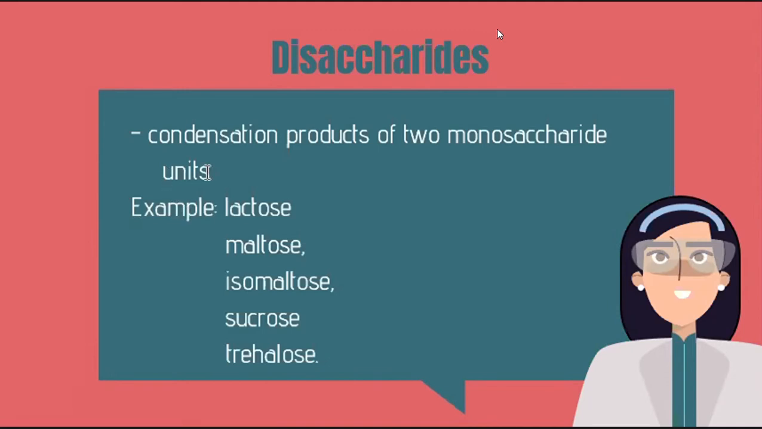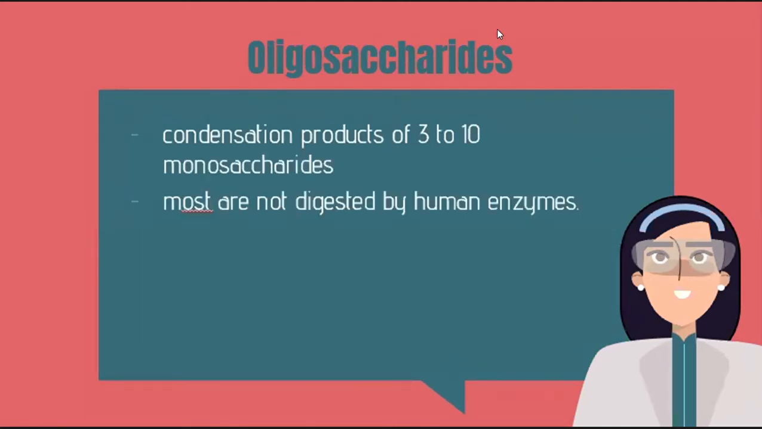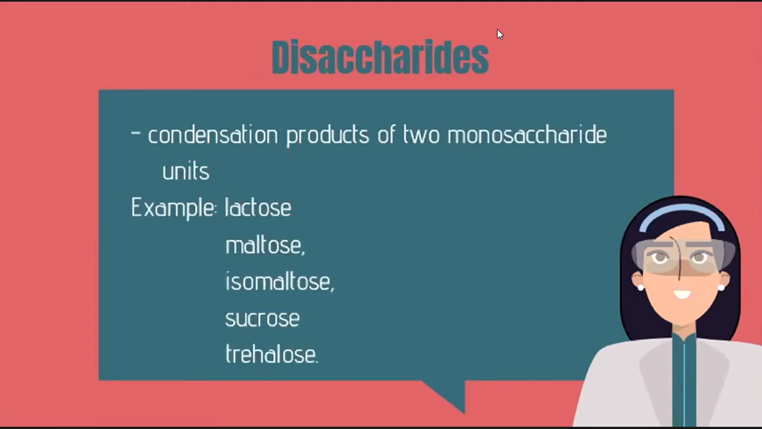So the examples of this are lactose, maltose, isomaltose, sucrose, and trehalose. What is important in disaccharide, by the way? I don't know. How about in reducing and non-reducing, guys? Yeah. Disaccharides can be classified as a reducing sugar or a non-reducing sugar. Okay, so you have your lactose, maltose as reducing sugar, and you have sucrose as a non-reducing sugar.